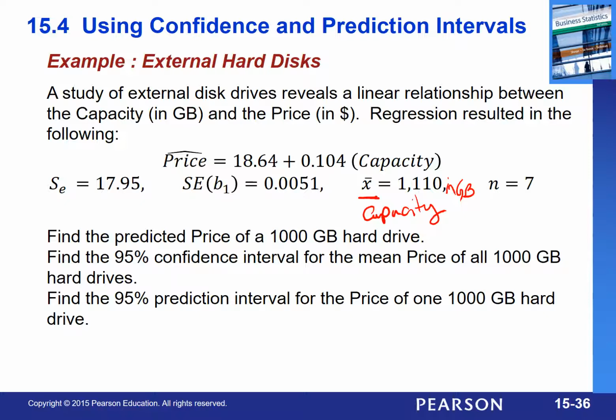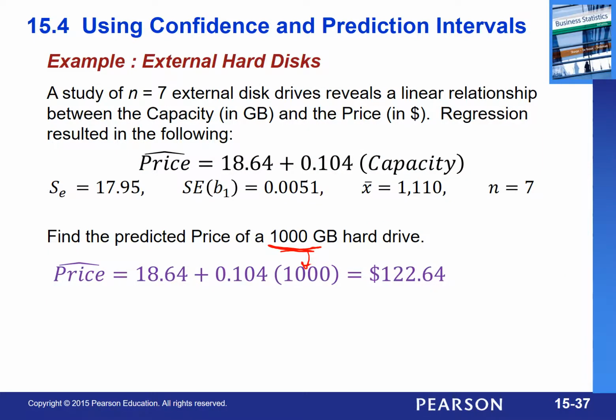We'll find the 95% confidence interval for the mean price then, and then we will find the 95% prediction interval for a 1000 gigabyte hard drive. So we're doing two things. We're finding the mean price for 1000, and what we think all the possible prices for a 1000 gigabyte drive are going to be.